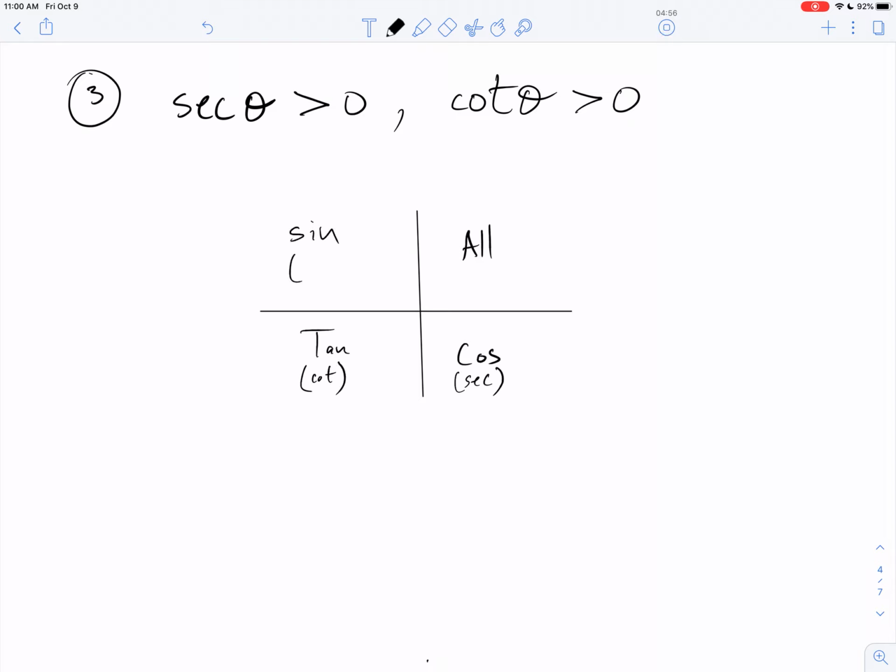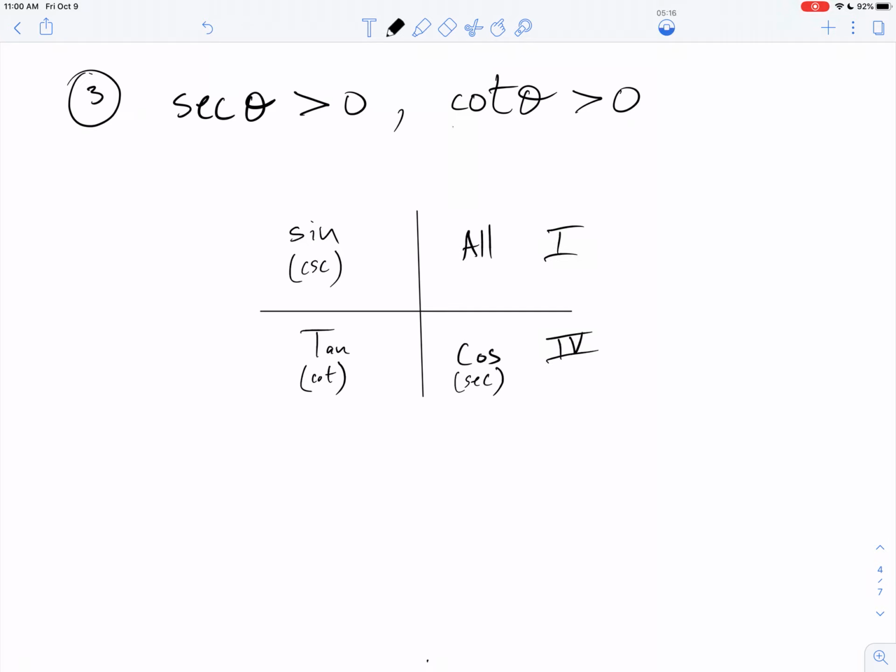So when we think of it, we go, where is secant going to be positive? Well, secant's going to be positive wherever cosine's going to be positive. So that's in quadrant 1 or quadrant 4.